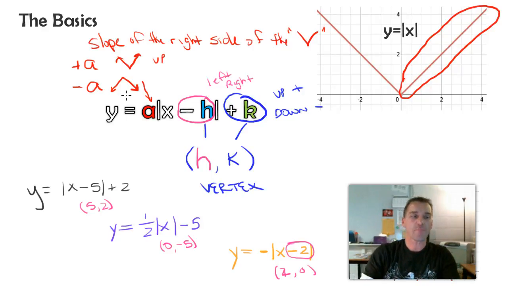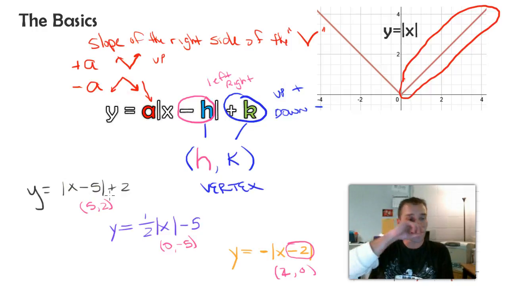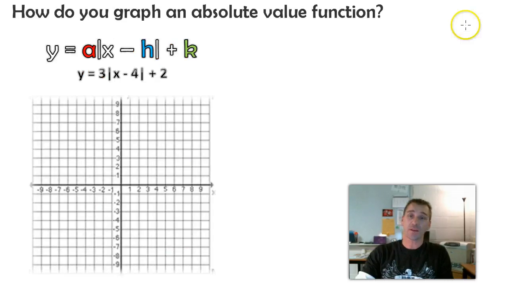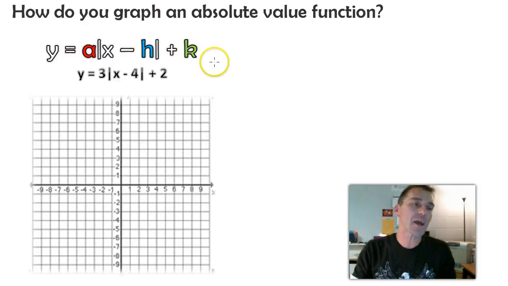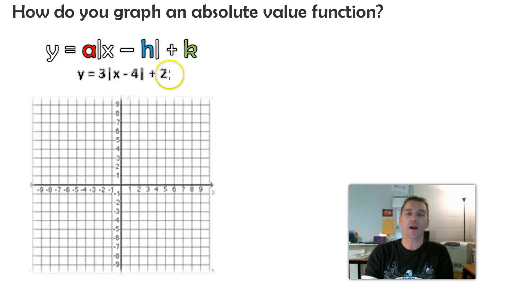Okay? So all that being said, now let me give you some pretty specific steps when you're actually asked to graph something like this. So you have this guy right here, an absolute value equation. It could be a function. I could write f of x. It doesn't matter. 3 absolute value of x minus 4 plus 2. This right here is just a reminder of what the a value was, what the h was, what the k was. Here is what I do if I'm going to graph this absolute value equation.